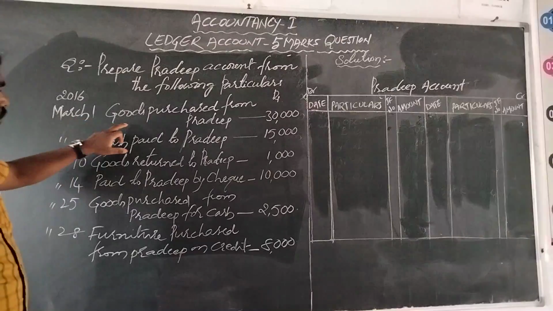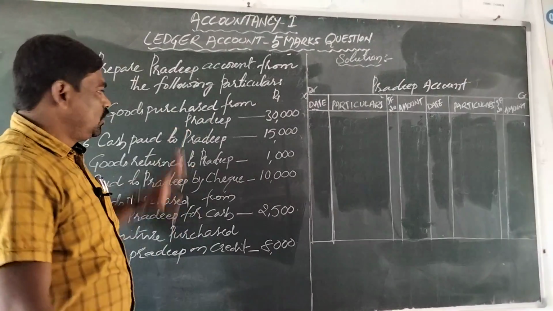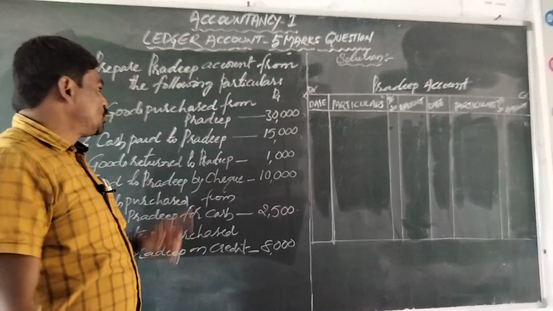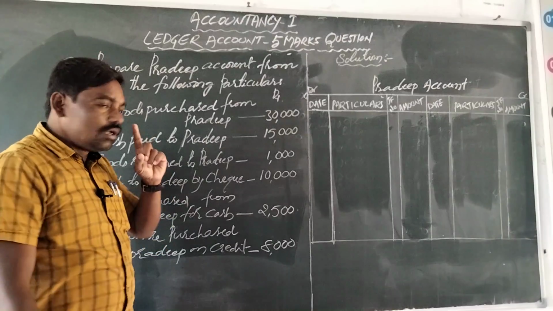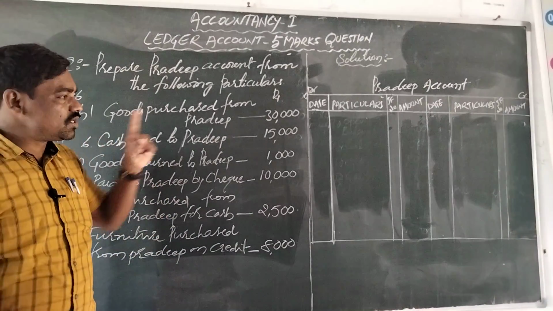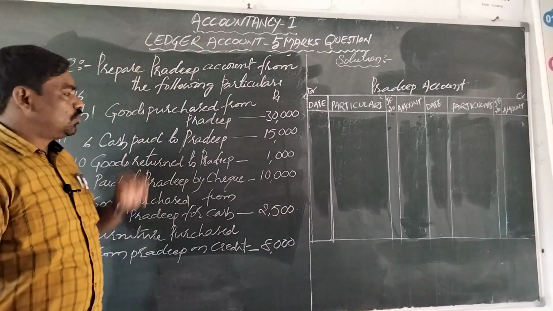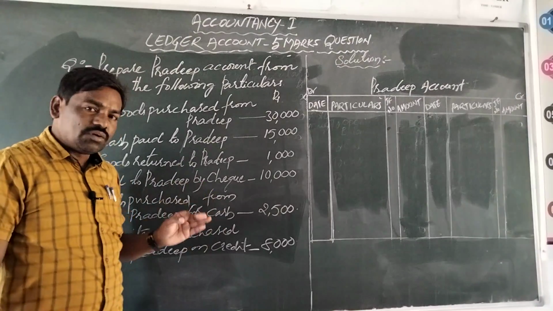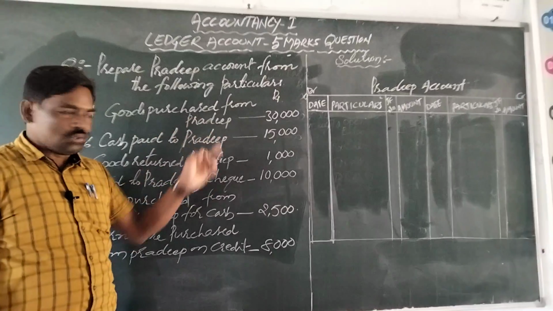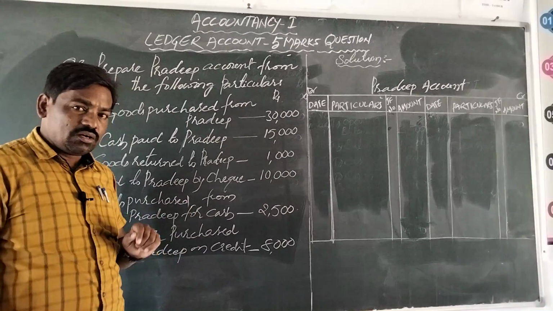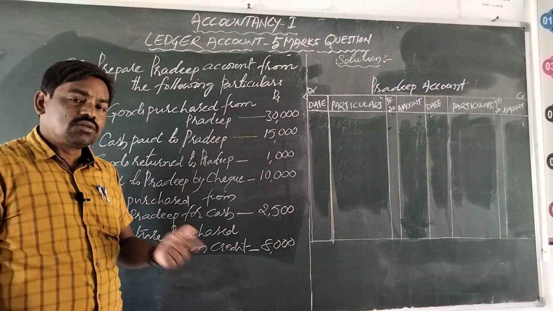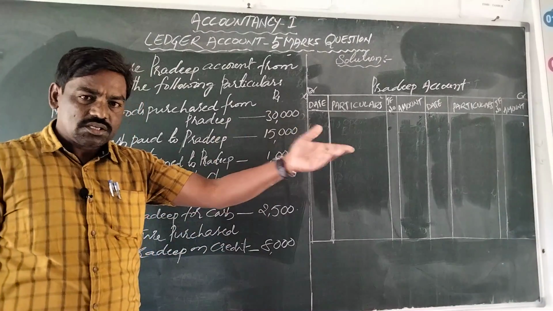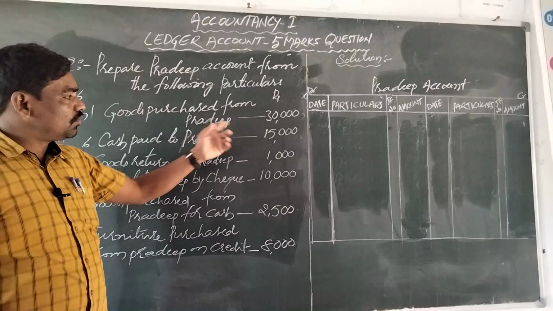2016 March 1st, goods purchased from Pradeep. Here we need to think the entry in our mind. When we purchase the goods from Pradeep, you focus on Pradeep, not on other things, because we are preparing Pradeep account here. In this transaction, is Pradeep the giver or the receiver? When we purchase the goods from Pradeep, Pradeep is the giver. So, in the Pradeep account, you write on the credit side.